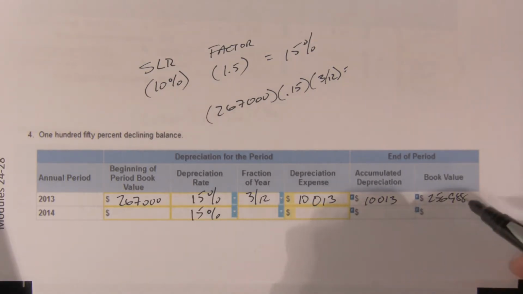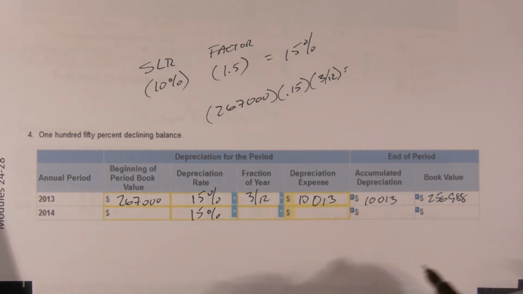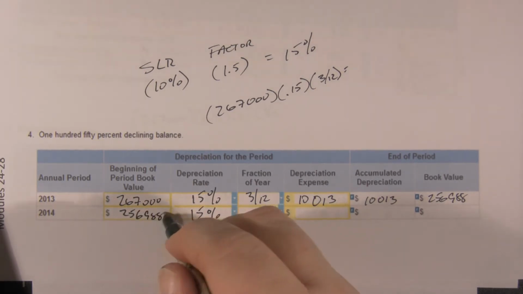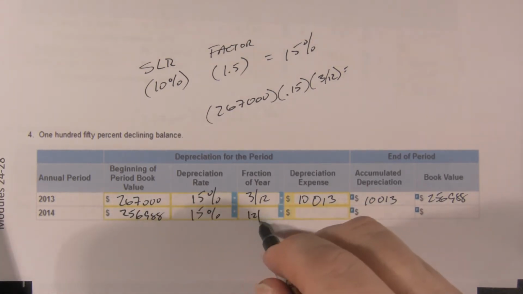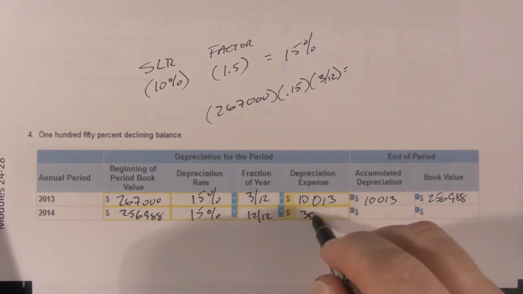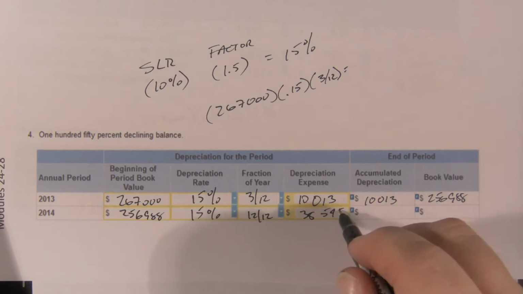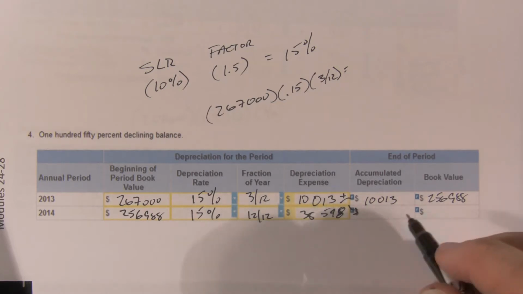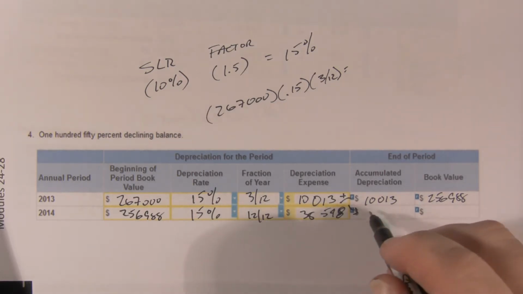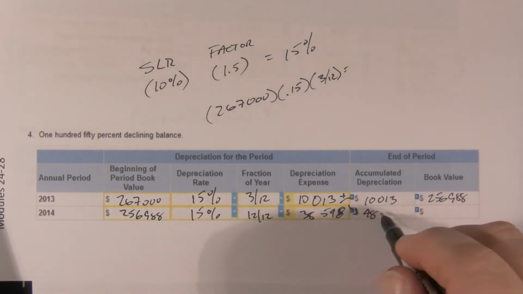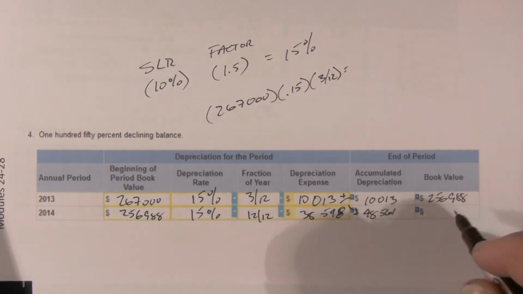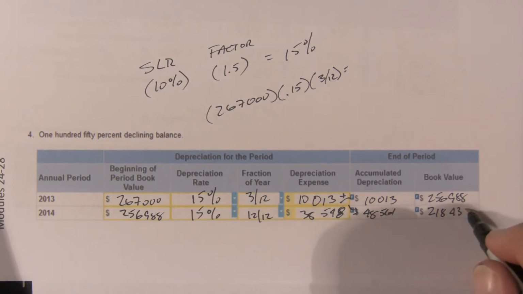And there's a little rounding error in there. And then we bring this over, 256,988 times 15% times 12/12. That's 38,548. Add those together to get the new accumulated depreciation of 48,561. Subtract 48,561 from 267 to get our book value at the end of the year, $218,439.